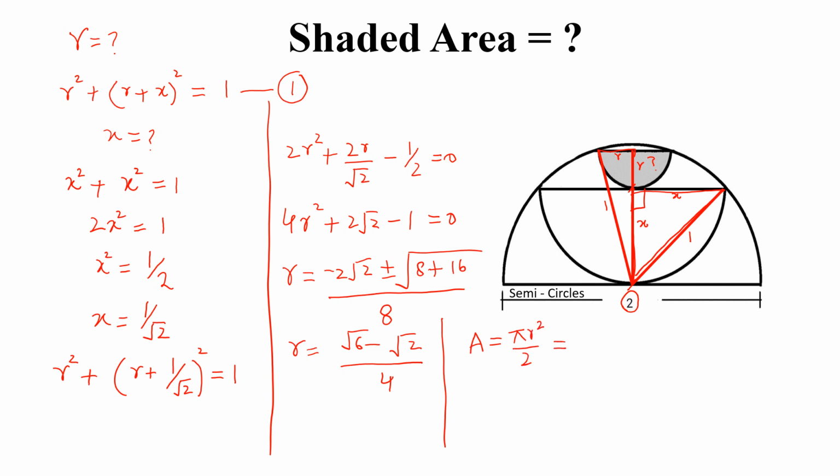We will put the values here. So pi by 2 into 6 plus 2, 8, and minus 2 under root 2 under root 6, divided by 16. We will simplify this and we will get pi by 8 into 2 minus square root of 3, and this is the required answer.